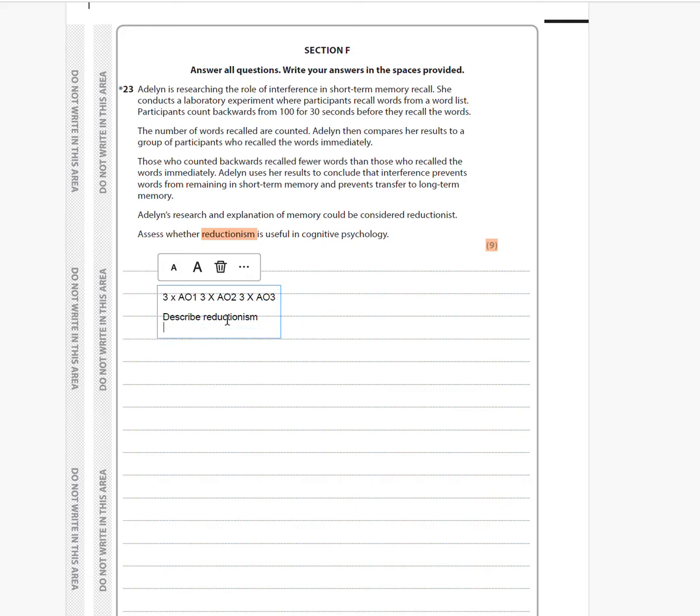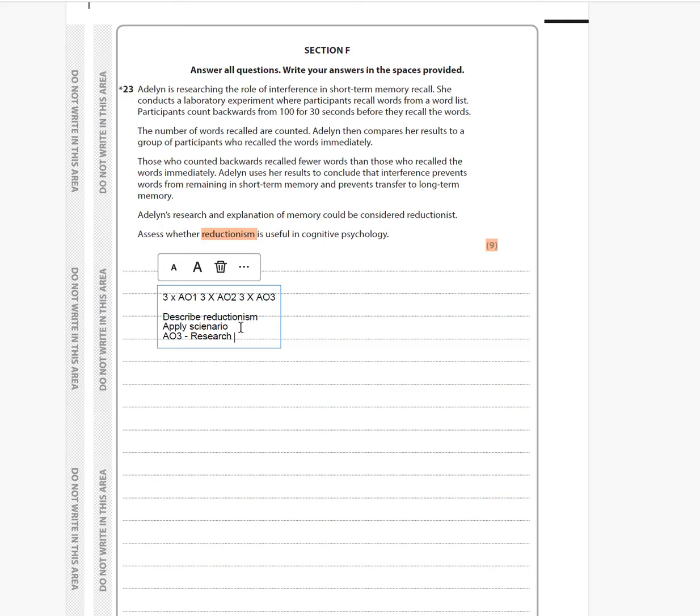Then we're going to do an AO2 point and we're going to apply it to the scenario. So in this scenario, in Adeline's experiment, reductionism is the fact that she's testing short-term memory using a list of words. AO3 is difficult really because it's either strengths and weaknesses or it can be research. And actually in this situation, the question is saying, is memory as a topic reductionist? So we can say, yes, memory is reductionist, and an example of this in research is Peterson and Peterson. And we're going to say Peterson and Peterson is reductionist because they tested memory just using trigrams.